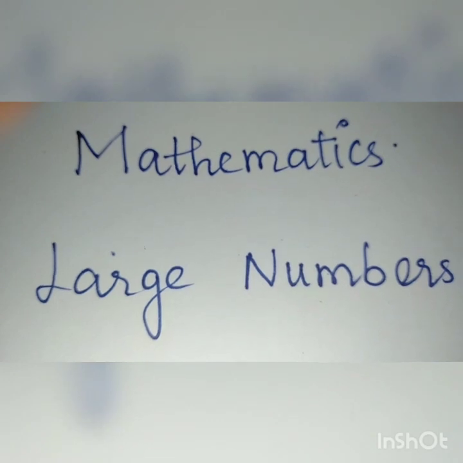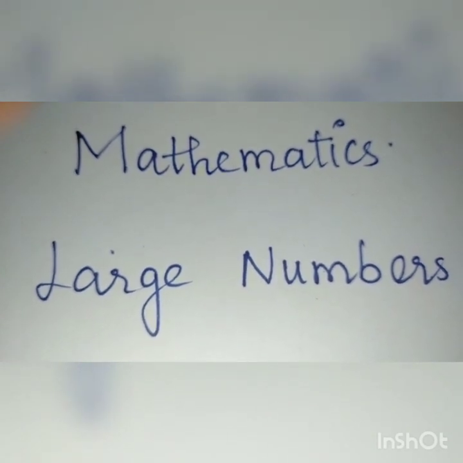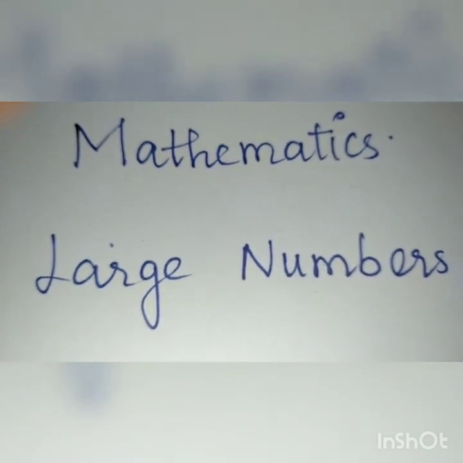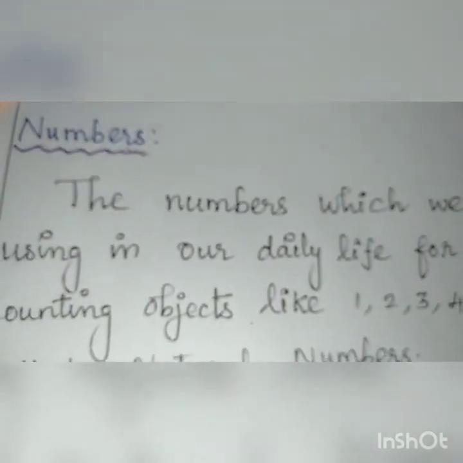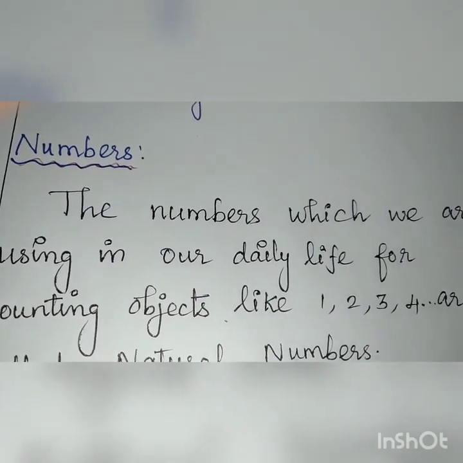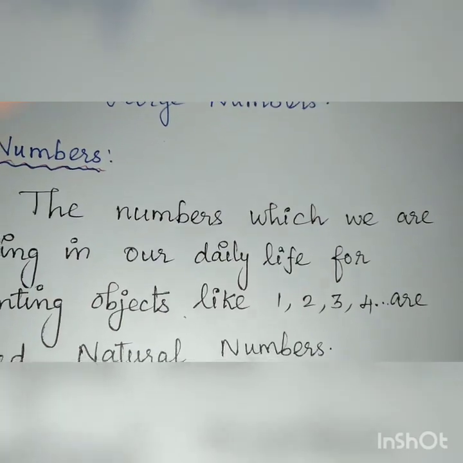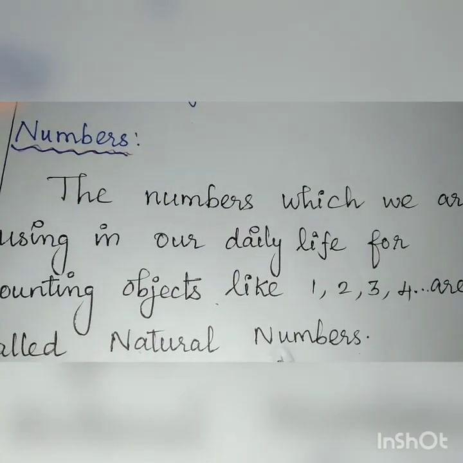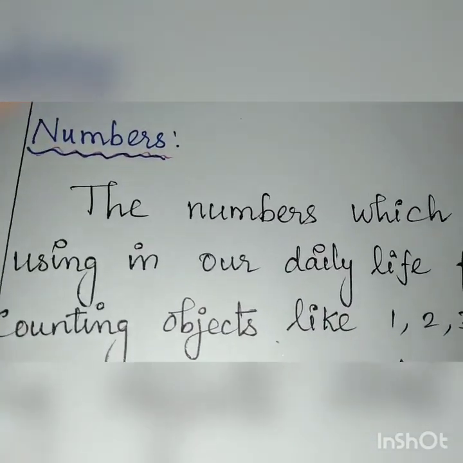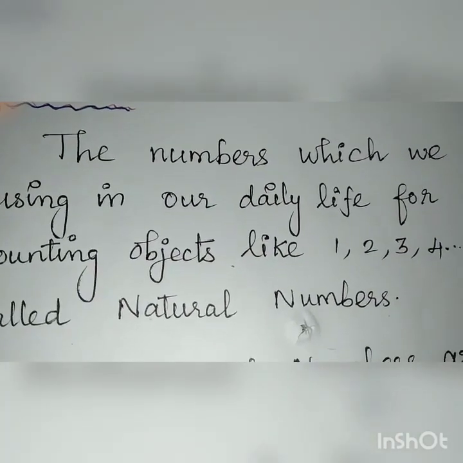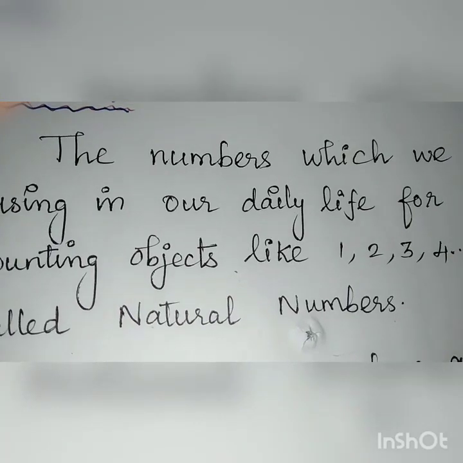So what are numbers? Do you have any idea? Yes, first of all I am going to say the definition. The numbers which we use in our daily life for counting objects like 1, 2, 3, 4 are called natural numbers. That means how you use them in our daily life.